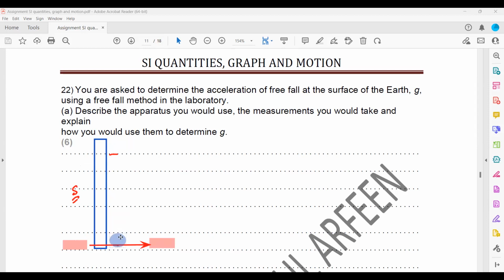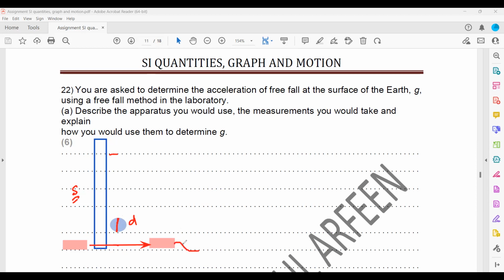Like using the light gate, we can determine its speed, how fast the ball or the object is falling. So we measure its length, or diameter if it's a spherical object. If it's a cylindrical object, we'll measure its length. After measuring the diameter, say d, using a micrometer, the light gates are connected to a data logger and then interfaced to a computer.